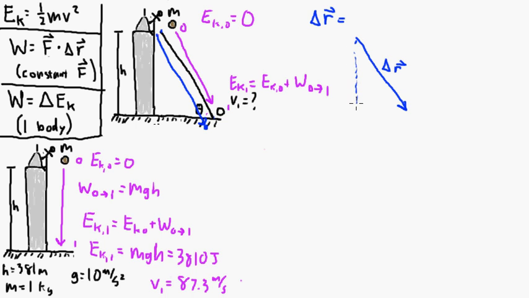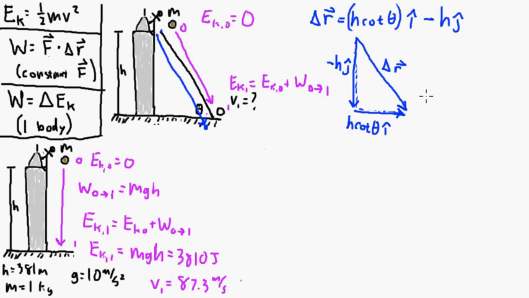And vertically, the penny goes a distance h, right? And it's going to go in the j hat direction. So negative h j hat is this vector. And then this horizontal part of delta R, let's see, this is adjacent and this is opposite. So adjacent over opposite is cotangent. So this is going to be h cotangent theta times i hat, this horizontal bit. Okay, so that's lovely. So delta R is h cotangent theta times i hat minus h j hat. That's our delta R vector.